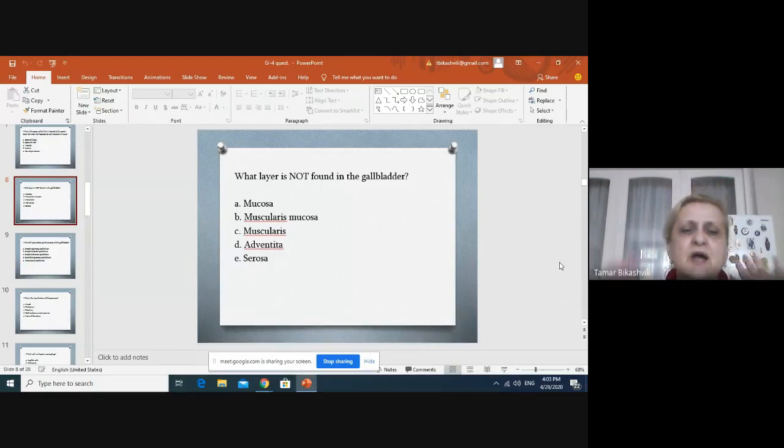Okay, I have received two different answers, E and B. E is serosa. I showed you the gallbladder. Mucosa, of course, is here. The muscular layer is external and well developed, and there is adventitia. Serosa depends on whether it's attached to the liver or not. One part is covered by serosa and another part by adventitia, but there is no muscularis mucosa. B is the correct answer: no muscularis mucosa.